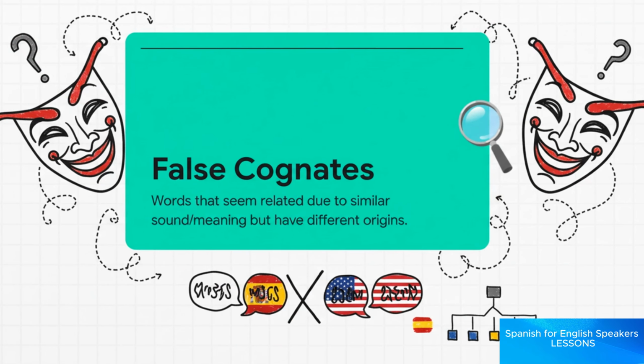Okay, before we get to the big bombshell, there's one term we need to know. False cognates. Think of them like trickster words. They look alike, they sound alike across different languages, and you just assume they're related, but they're not. They come from completely different families. And as you've probably guessed, that's exactly what's going on here.